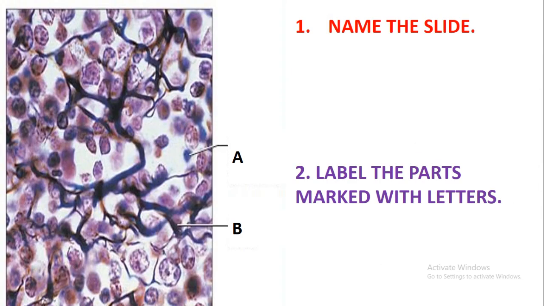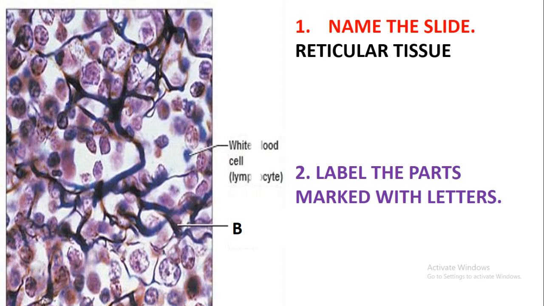Name the slide. In this case, the same slide has come back, which is just the reticular tissue. The reticular tissue or the reticular fibers are shown using the silver stain. Label the parts marked with letters. Like I promised, we're going to look at labeling. A is just the white blood cells, which are the lymphocytes. Then B is just the fibers, which are the reticular fibers, and the reticular fibers have been stained black using silver stain.